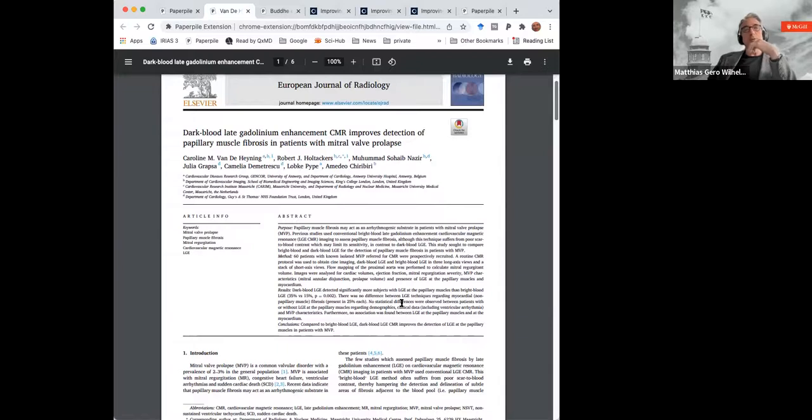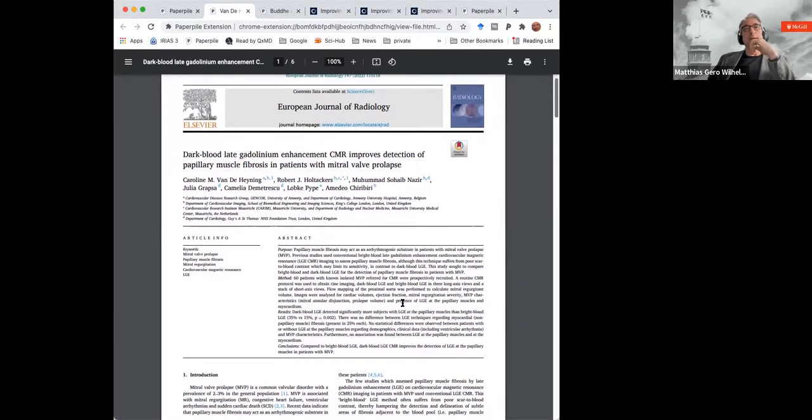I knew there were publications before looking at the papillary muscle, which is typically difficult to identify in regular late enhancement images if you want to look for scars. Now, there have been previous reports that if you use, for example, short inversion times, you can improve the visibility of these infarcts or small scars.